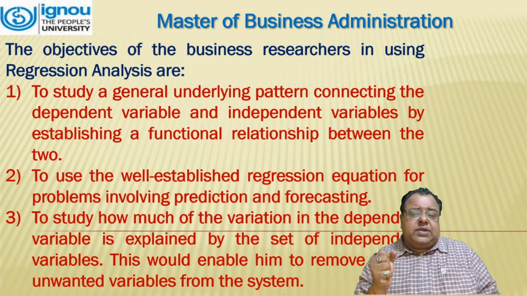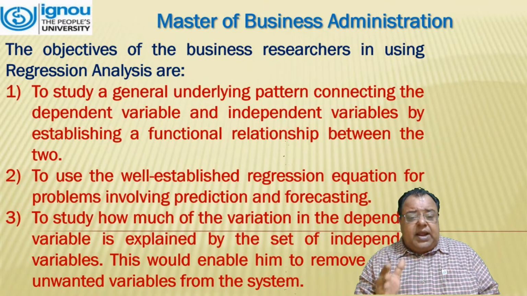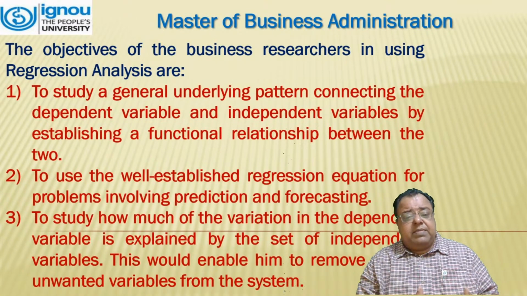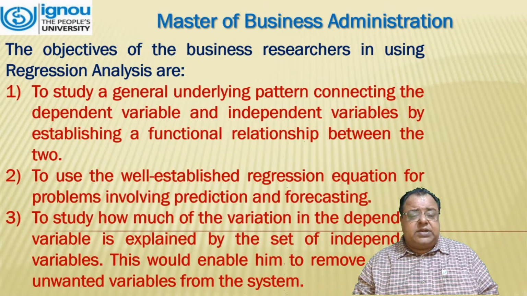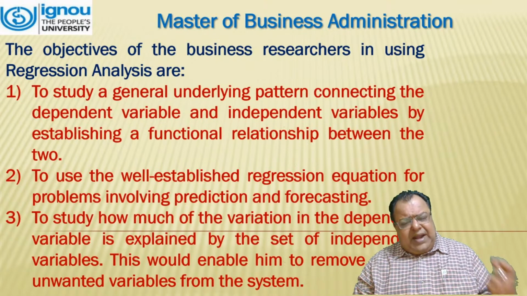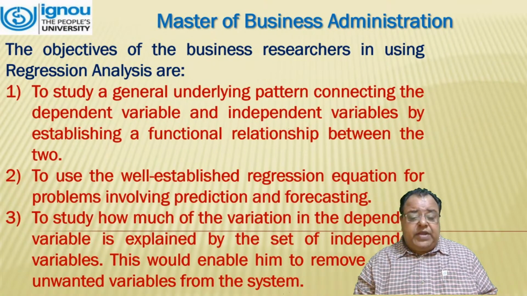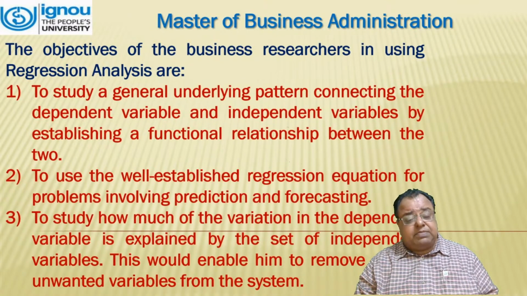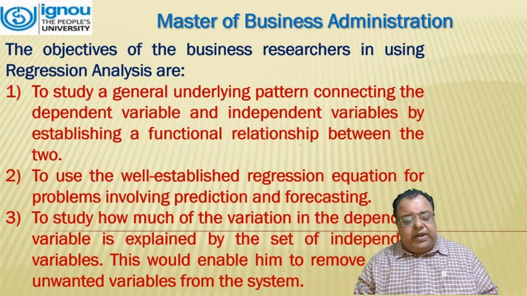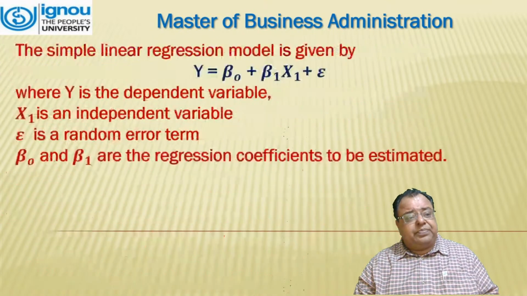The objectives of business research in using regression analysis are, first, to study a general underlying pattern connecting the dependent variable and independent variables by establishing a functional relationship between the two. Second, it can be used to build a well-established regression equation for problems involving prediction and forecasting. Thirdly, to study how much of the variation in the dependent variable is explained by the set of independent variables. This would enable the researcher to remove certain unwanted variables from the system.